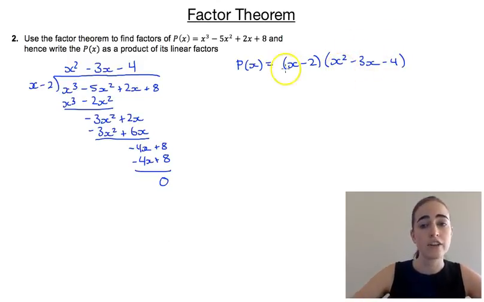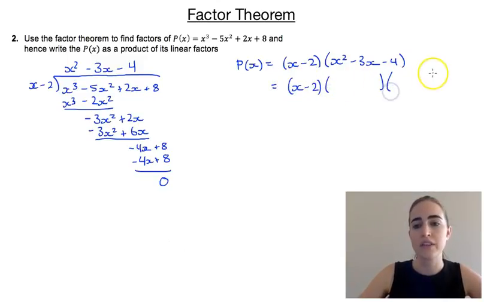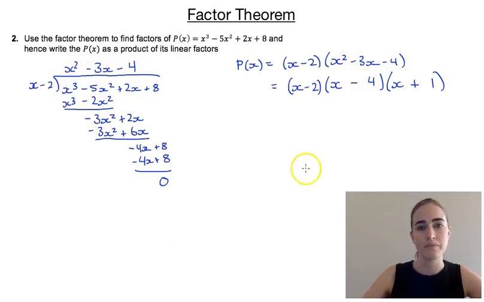But we know how to factorize quadratics, so we're going to have x minus 2, and you can use the PSF method or the cross method or whichever one you're comfortable with. But we need two things that multiply to give 4, so 4 and 1, and they need to multiply to give minus 4 and add together to give minus 3, so that would be minus 4 and plus 1. So this is our final answer. This is this original polynomial written as a product of its linear factors.